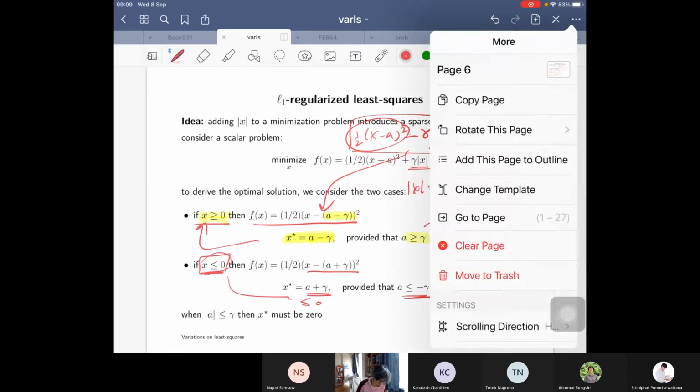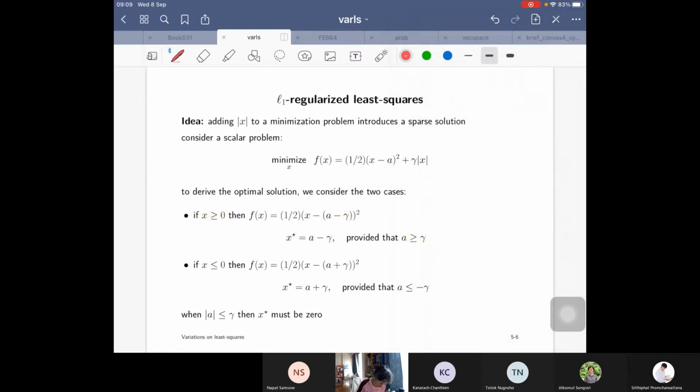So you have two cases, right? When a is bigger than gamma, your x star is a minus gamma. When a is less than minus gamma, your x star is a plus gamma. It's not hard to verify that when the absolute value of a is less than gamma, which is the yellow area, your x star must be 0.